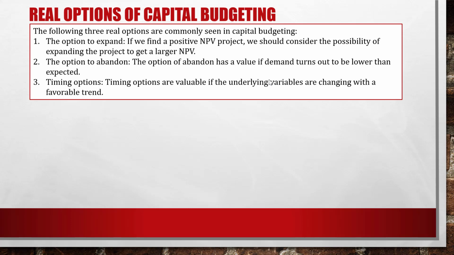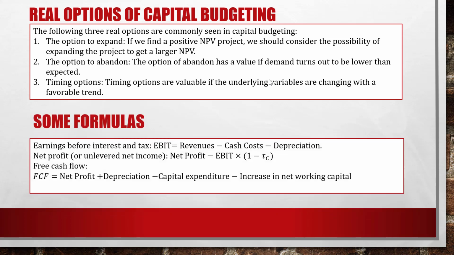Second, the option to abandon. The option to abandon has a value if demand turns out to be lower than expected. Number 3, timing option. Timing options are viable if the underlying variables are changing with a favorable trend.